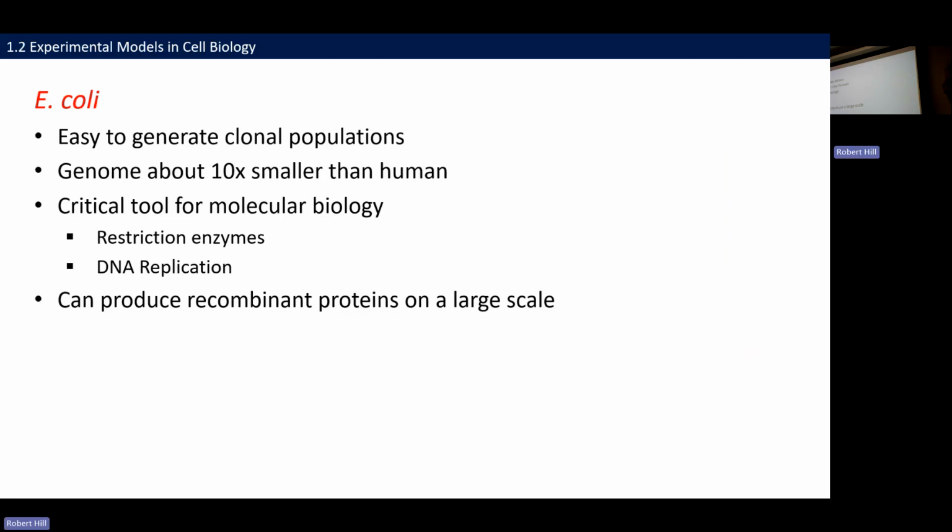Oftentimes you need to increase the amount of DNA. Like if you're trying to study one gene, just having one copy of it sitting in a tube is not going to work. You need a sizable amount of DNA to be able to work with the equipment that you have, like a DNA sequencer or an agarose gel. So E. coli present a way to bulk up that DNA, to copy the DNA for you using its replication machinery.